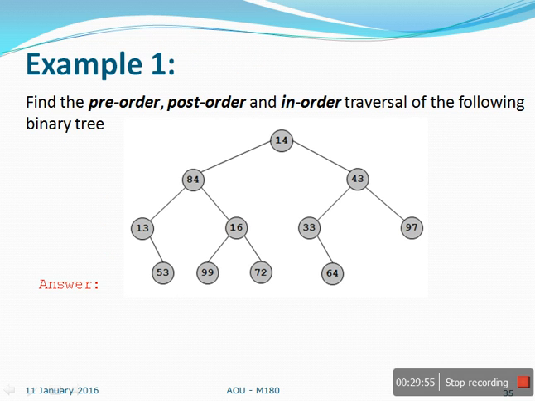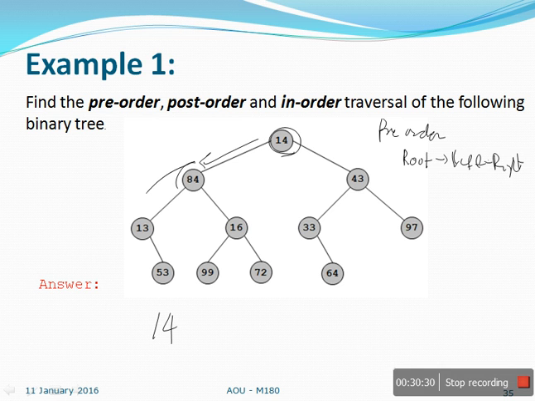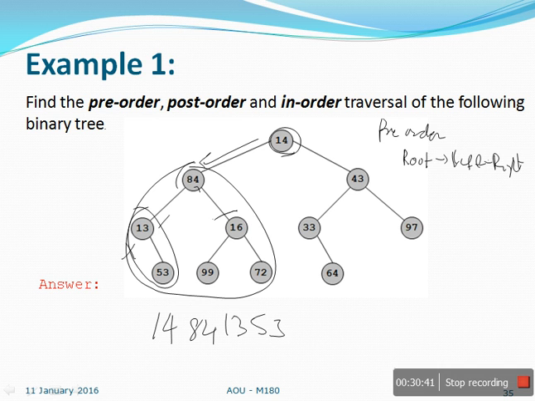Now here is an example, asking you to process this tree in pre-order, post-order and in-order. Let us do this one. Pre-order says that you have to process in the fashion of root, then left and then right. First you process 14, and then go to its left. It is a root now for this subtree, so it is 84. Go to its left, this is a subtree, the root is 13, there is no left, there is a right, 53, and go back over here to its right, again a subtree, it has 16 as a root, and then its left is 99, then its right is 72.